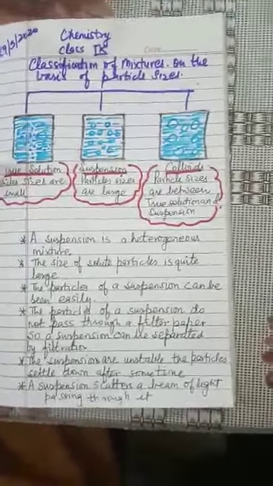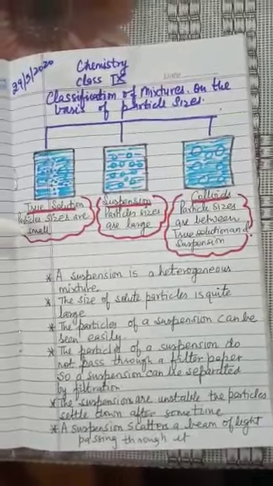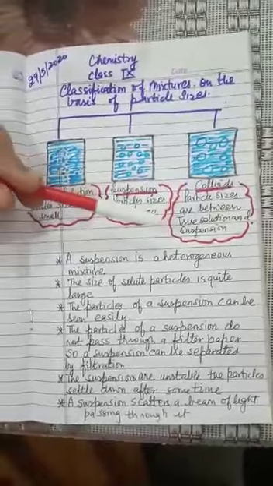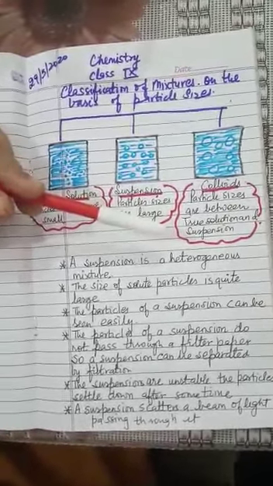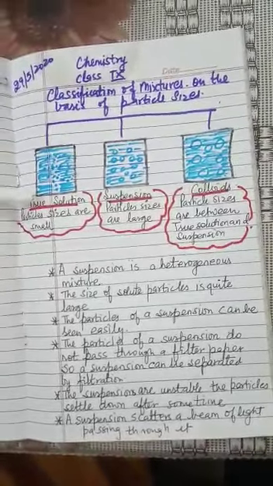The true solution is a homogeneous mixture, whereas suspension and colloids are heterogeneous mixtures. In a true solution, the particle sizes are small, whereas in a suspension, the particle sizes are large. In colloids, particle sizes are between true solution and suspension. But already we have studied about solution, that means the true solution.